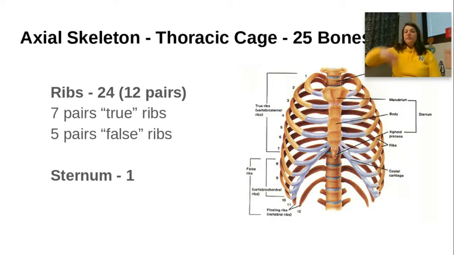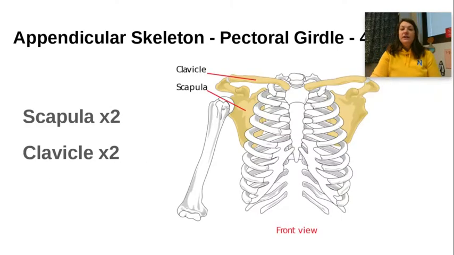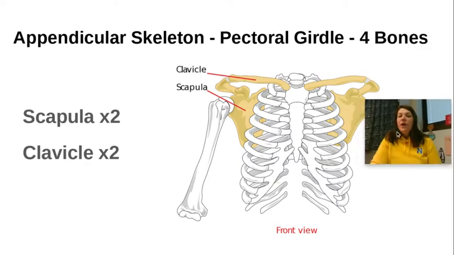Okay, so now let's move from the axial system to the appendicular system. The appendicular skeleton, if we're talking about the pectoral girdle, has 4 bones. This is up here. These are your shoulder bones up here. If you have your scapula, which is back here, you can feel that. And then you have your clavicle right here.